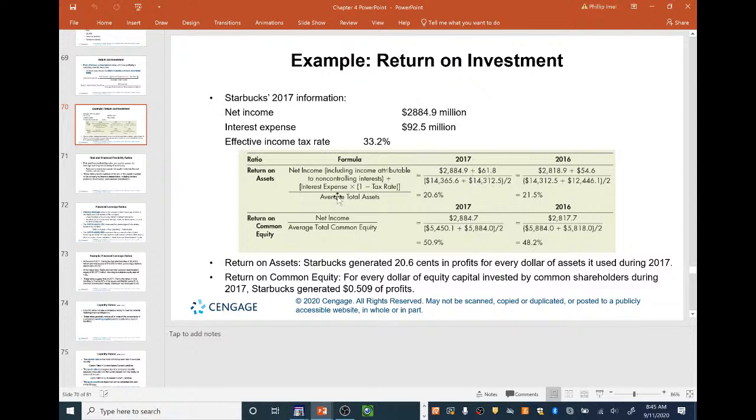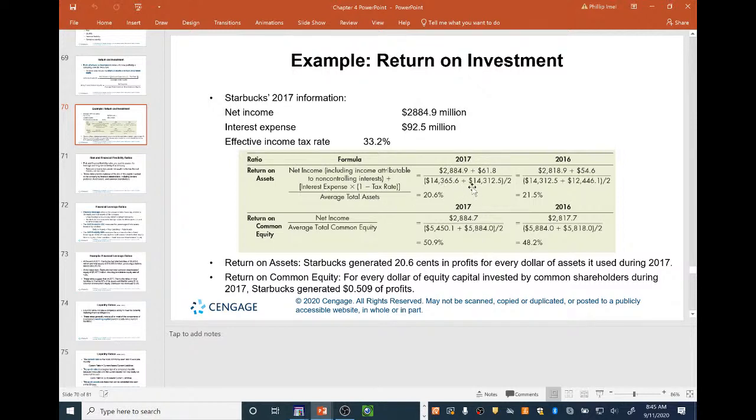Then we add in right here the income attributable to non-controlling interest expense times 1 minus the tax rate. So interest expense times 1 minus the tax rate will be 61.8 if we go through just the math right there. So that's why we're adding net income plus that, and then dividing it by the average total assets.